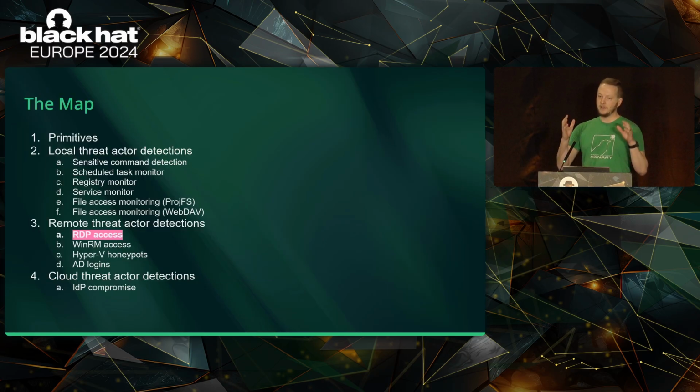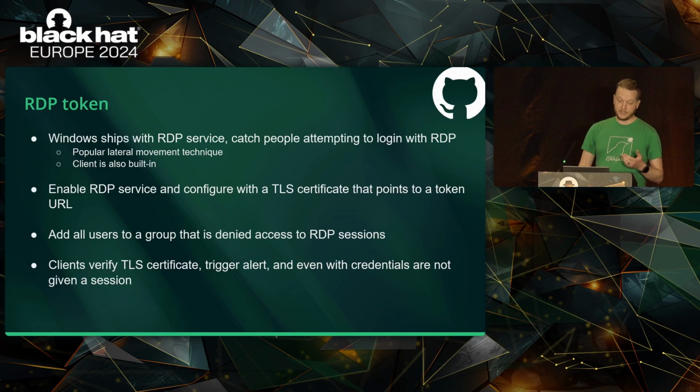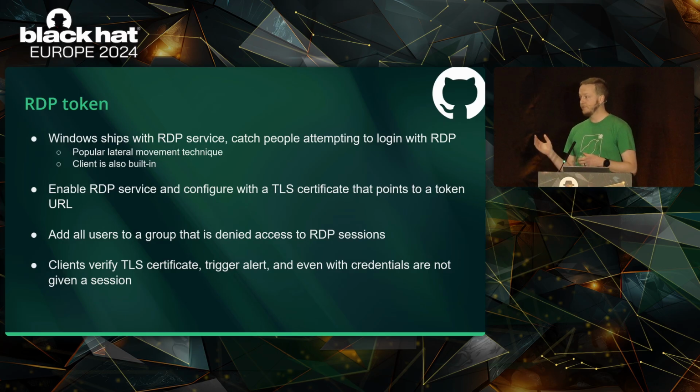So now we're going to move from the local access and the local attacker techniques to ones that are going to catch remote attackers, starting with Remote Desktop, or RDP. Windows ships with Remote Desktop built in, both as a client, which is pretty commonly used on endpoints, as well as a server. And it's a very popular lateral movement technique, both for sysadmins and threat actors, right? This is an easy way to get around in your network.